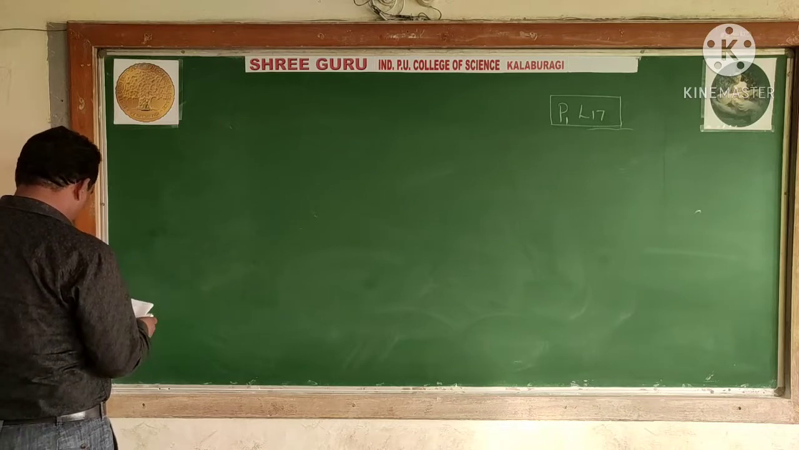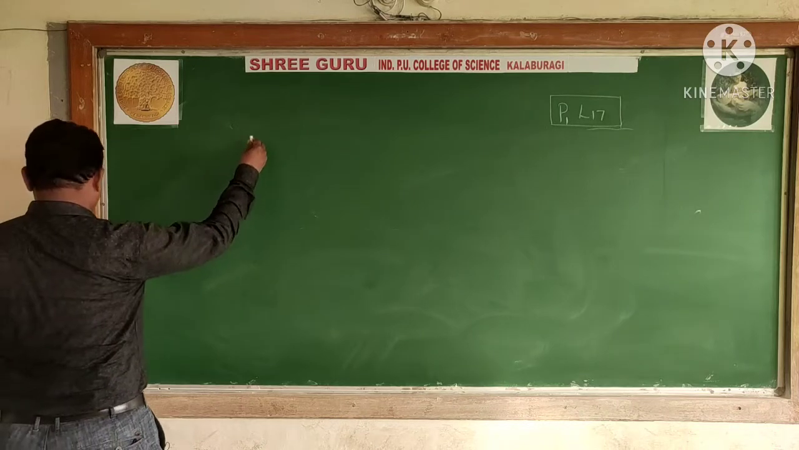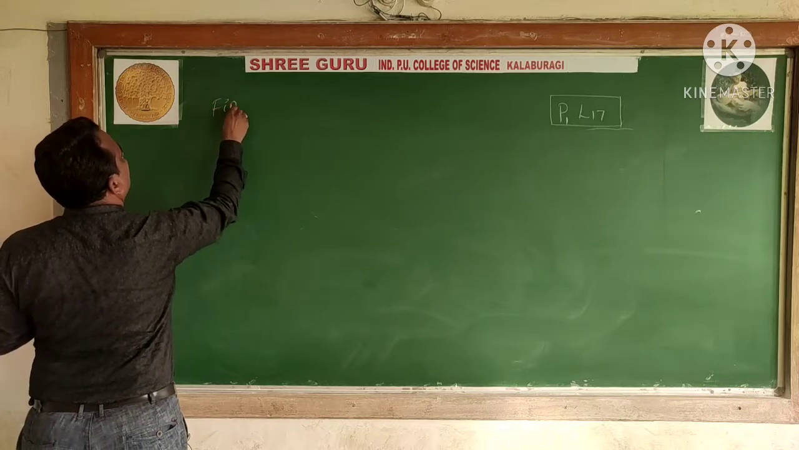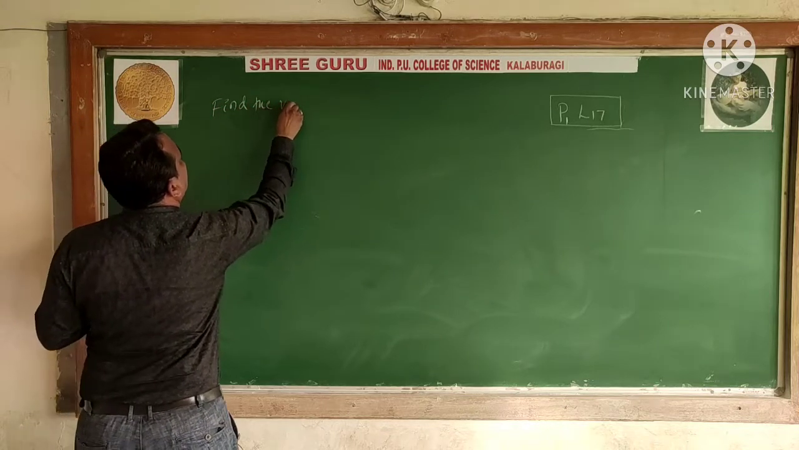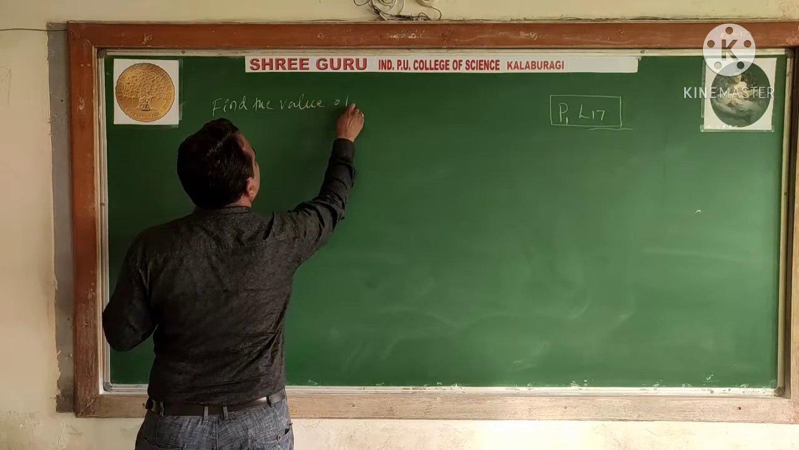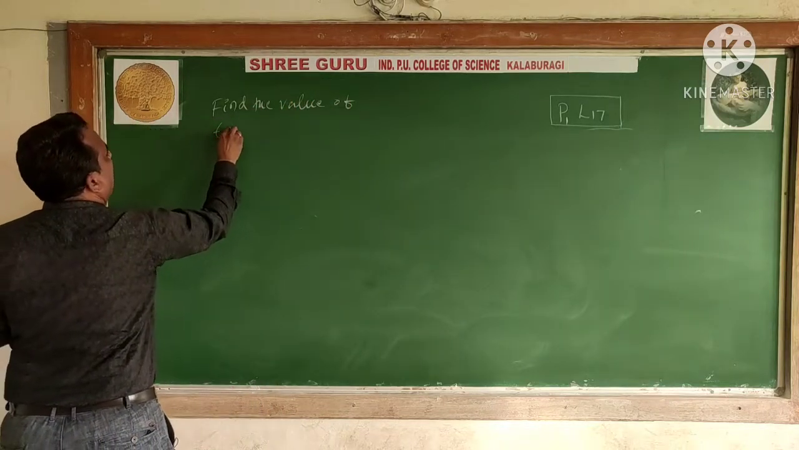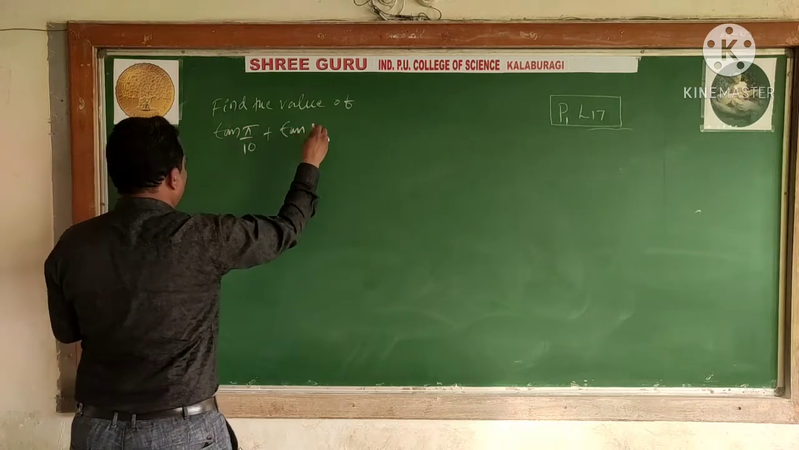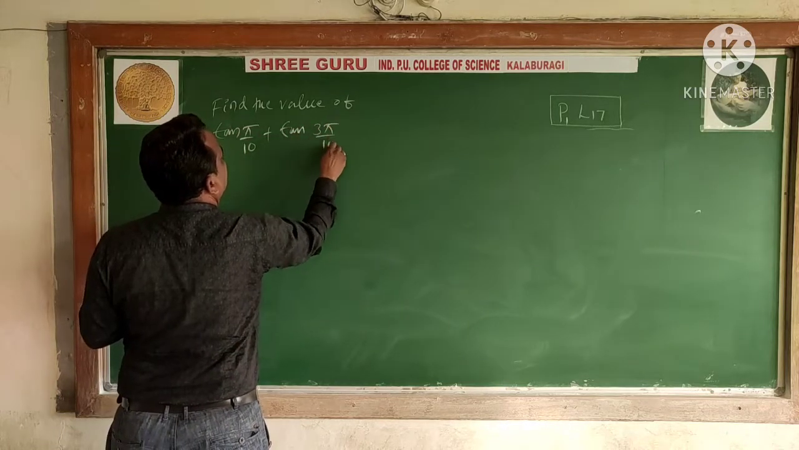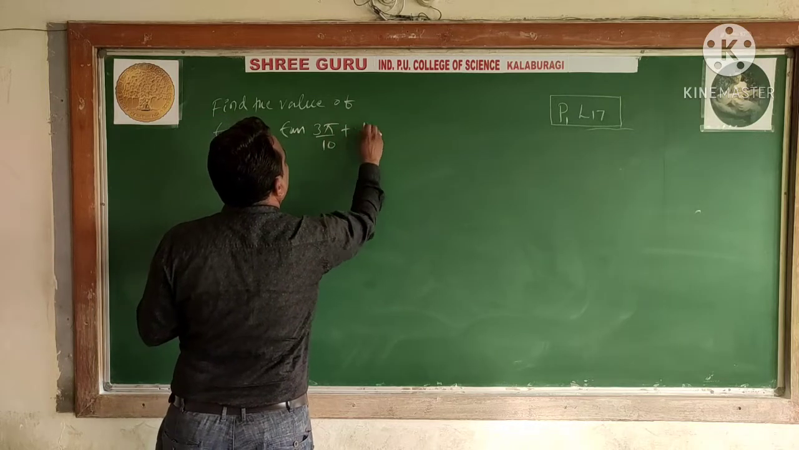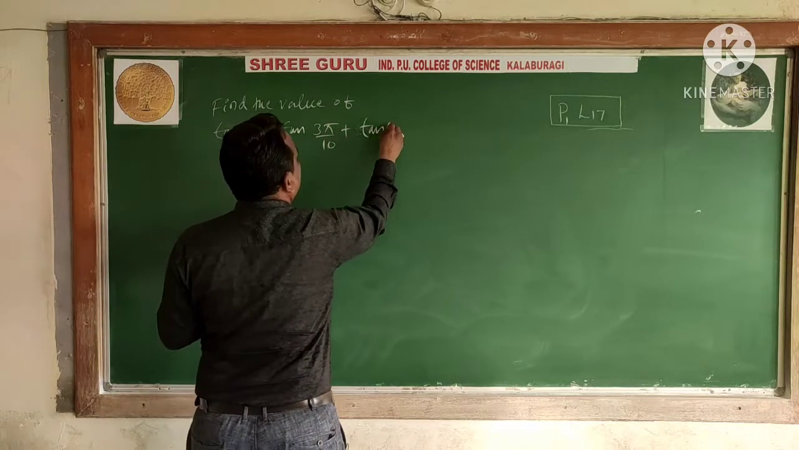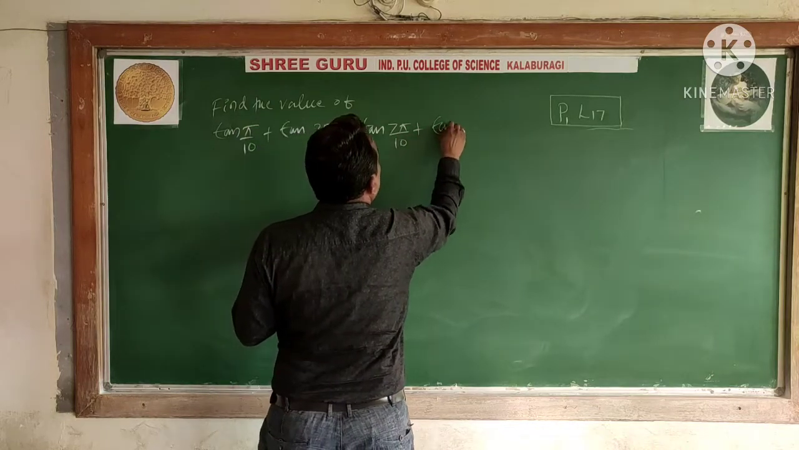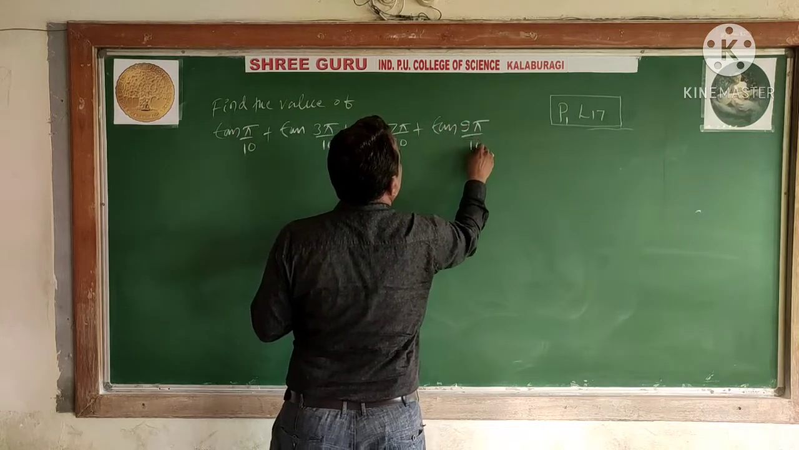See the student, next one. Find the value of tan pi by 10, tan 3 pi by 10, tan 7 pi by 10 plus tan of 9 pi by 10.